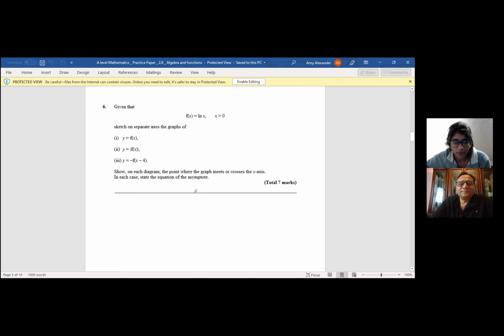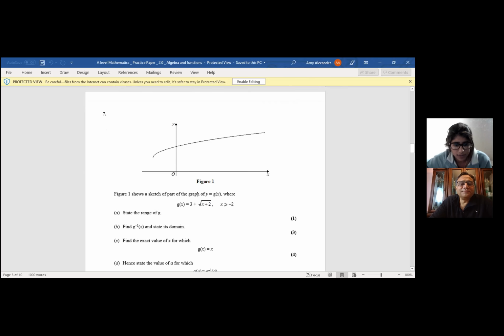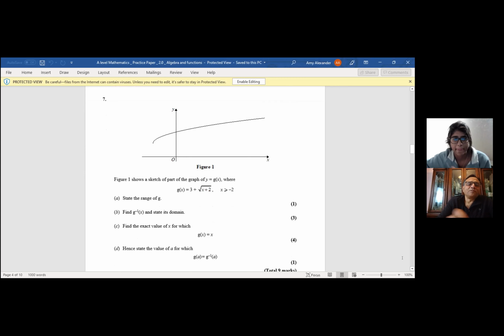Yeah, so this one. Can you please read it? Figure 1 shows a sketch of part of the graph of y equals g(x), where g(x) equals 3 plus square root of (x plus 2), where x has to be greater than or equal to minus 2. Part A, state the range of g. So what should be the range?